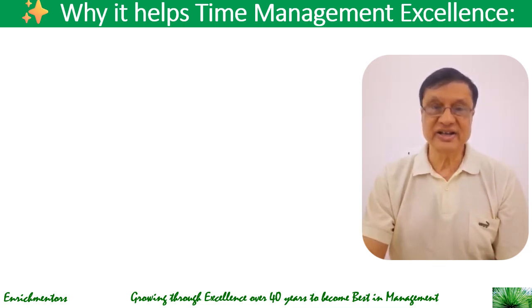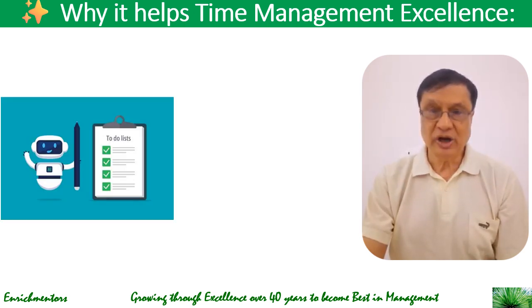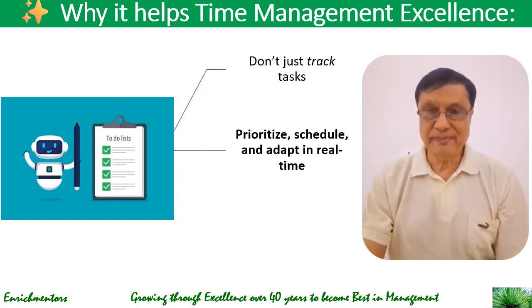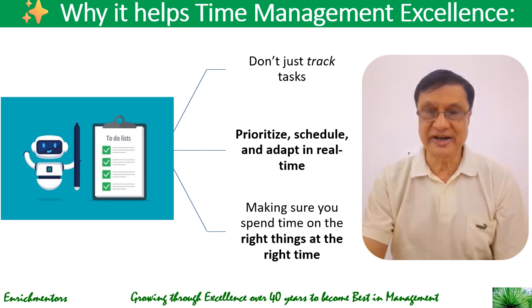So why does it make sense to use these AI to-do lists for time management excellence? Why do they help? Now, AI to-do lists don't simply track tasks, right? They prioritize, schedule, and adapt in real time, and that makes sure that you spend time on the right things at the right time. And that's the essence of time management excellence, right?